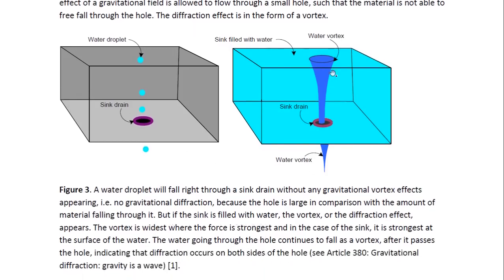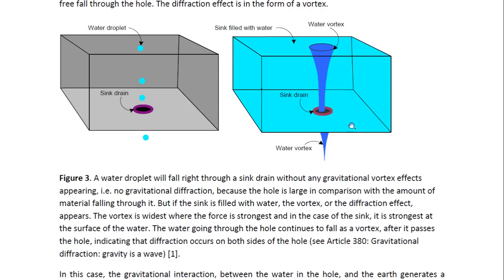Whilst if you have a sink full of water, now you have a large amount of material, and the gravitational force between this material and the Earth produces a gravitational wave which has a larger gravitational wavelength. So the hole is now small in comparison with the wavelength of that gravitational wave, so diffraction effects appear. And these diffraction effects are in the form of a vortex. And this vortex is always widest where the force is strongest. It's strongest at the top of the water.